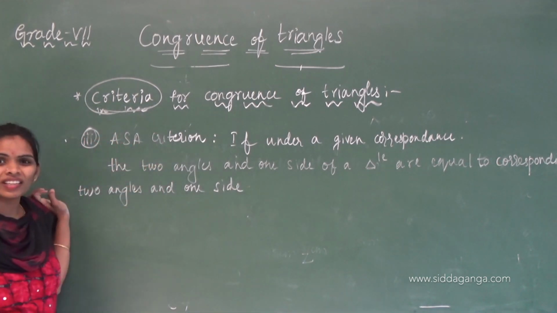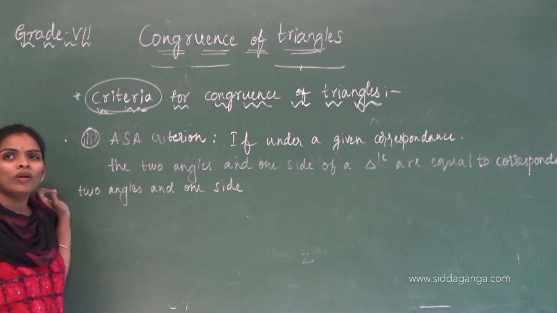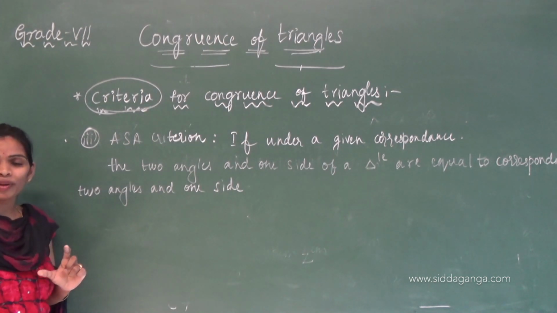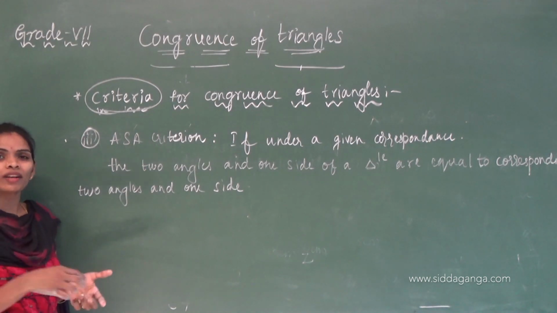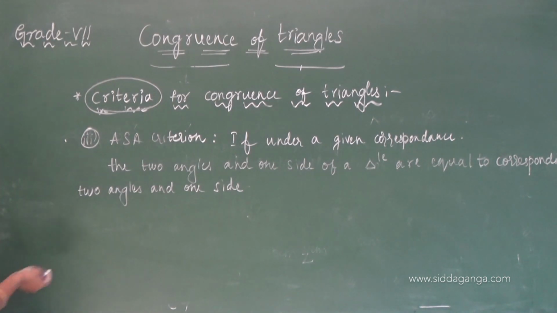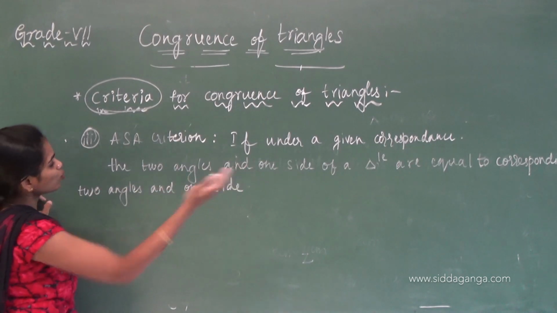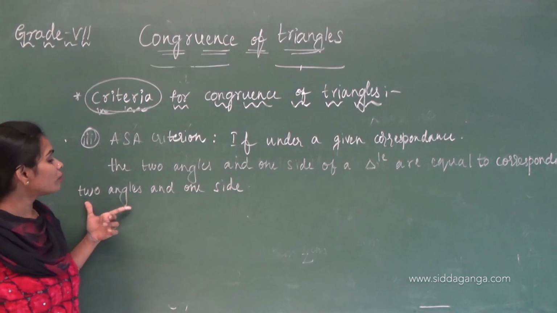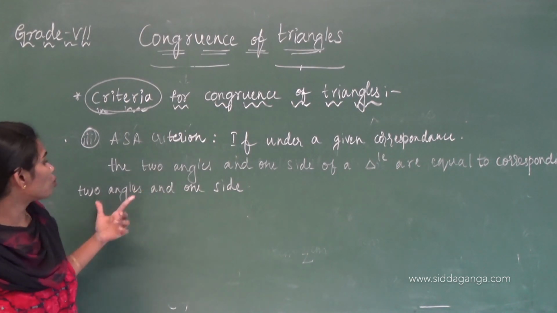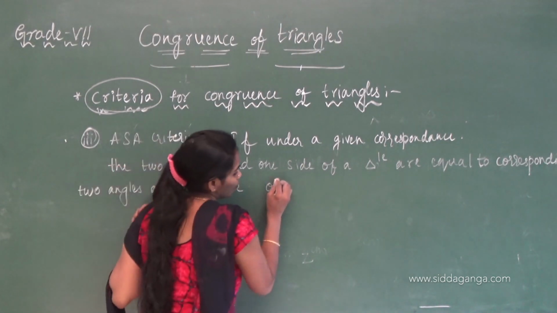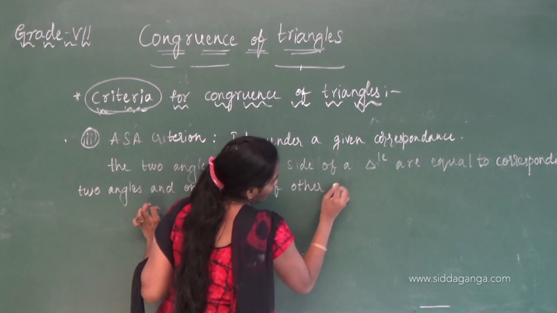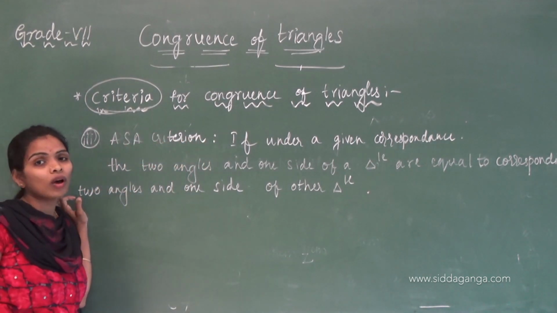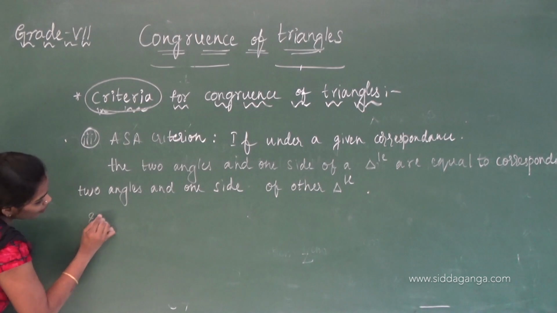In this chapter, and in the next exercise also, we are going to check whether the given triangles, given measurement triangles, are congruent or not. That's what this chapter is like. If under correspondence the two angles and one side of a triangle are equal to the corresponding two angles and one side of the other triangle, then we can tell that the given two triangles are congruent. How will the example be?